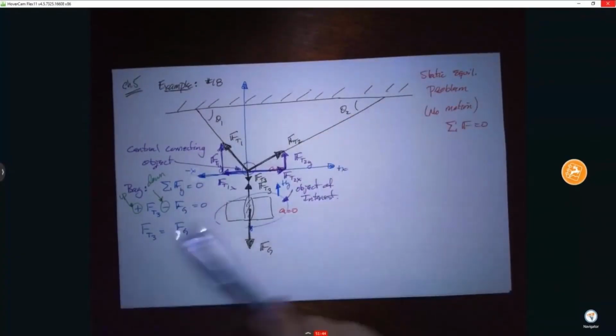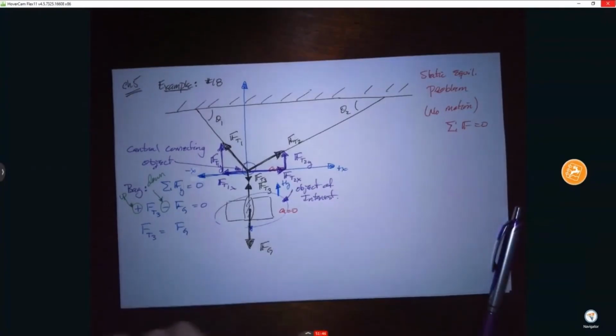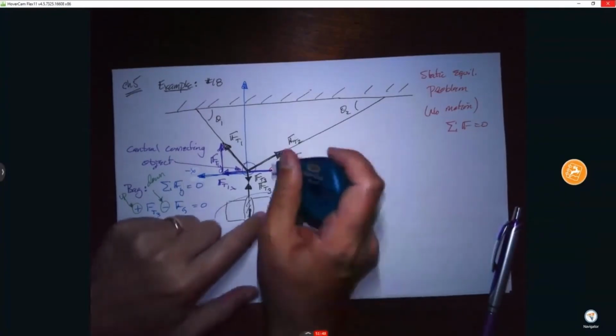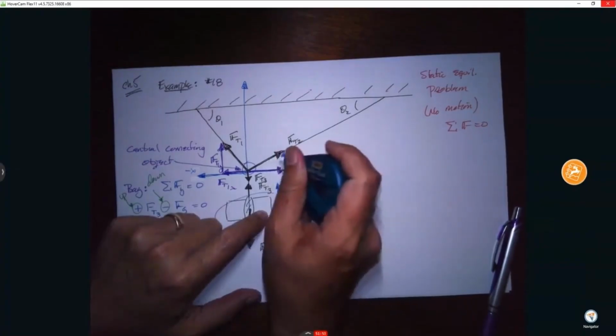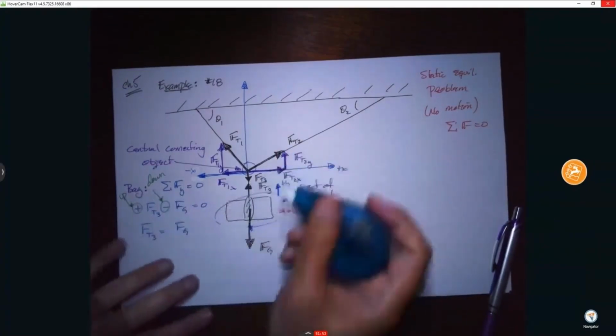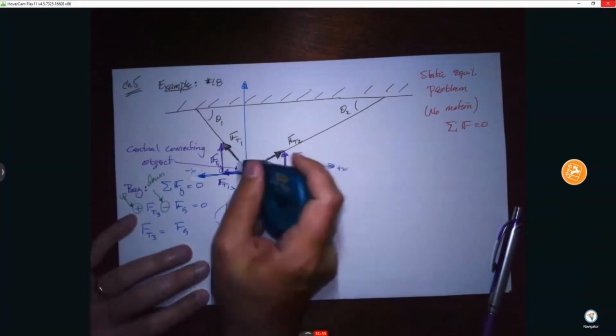Now what we need to do is get some of our angles into those component triangles, okay? And so we're just going to do a little geometry in order to make that happen.